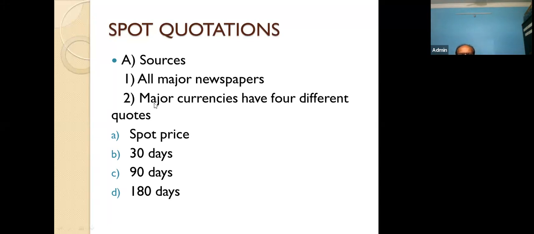And major currencies have four different codes in spot quotation. Major currencies like dollar, pound, euro generally have four different codes: the spot price, then the 30 days price, 90 days and 180 days. Even if you visit websites, you will get the same information for spot quotations, 90 days, 180 days, and spot price. And then accordingly, you can deal with this.